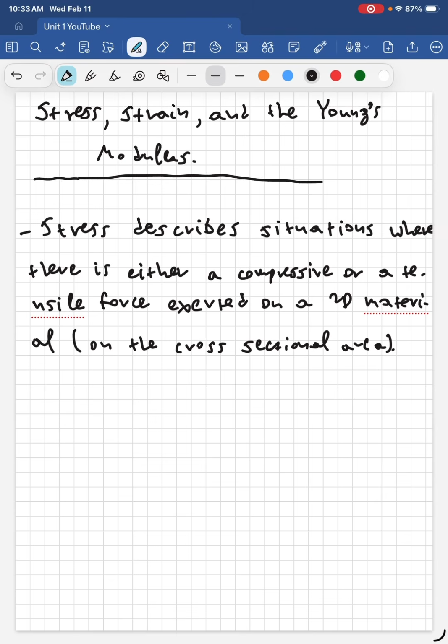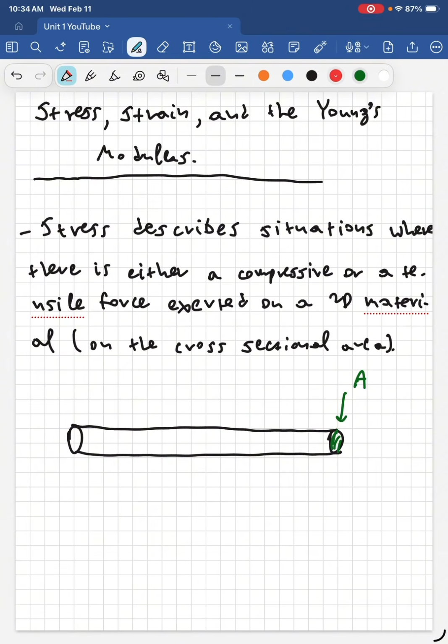We drew this in the beginning of this lesson, but let's do it again. So if this is the cross-sectional area and we have a force exerted on this material, then we have a stress. And by the way, when we pull, that's a tensile force. When we push, that's a compressive force.